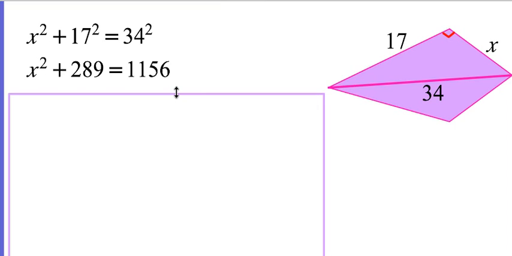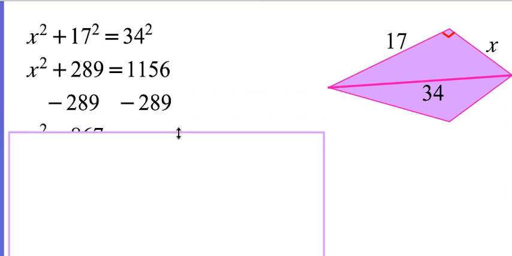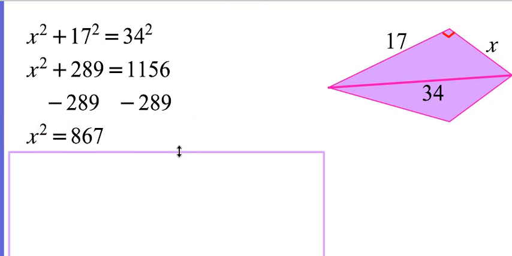Okay, so what do we need to do? We need to solve for x. So the first step is to move that 289 from the left-hand side so that we can get rid of it. And to get rid of it, we're going to subtract. So we subtract 289 from both sides. And that leaves us with x squared is equal to 867.